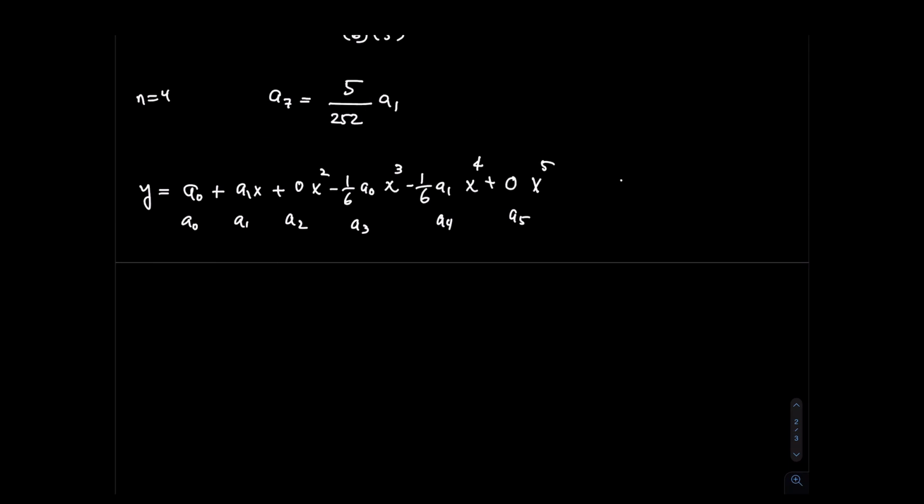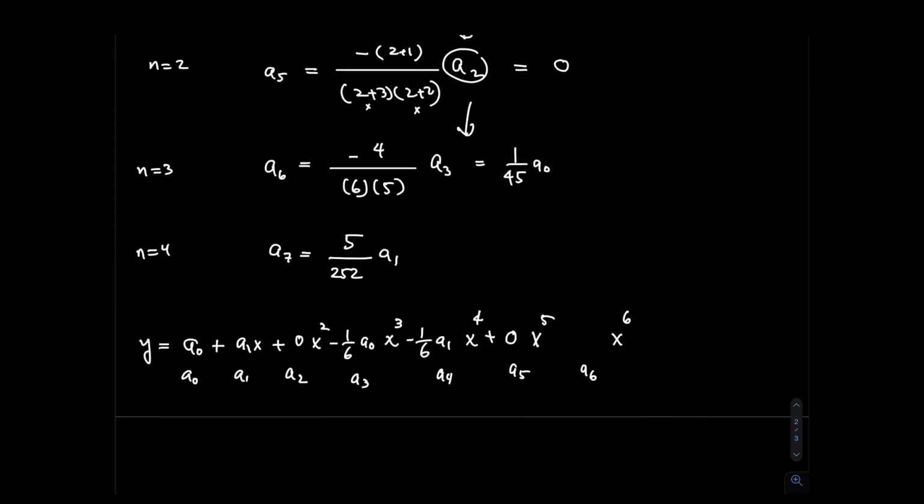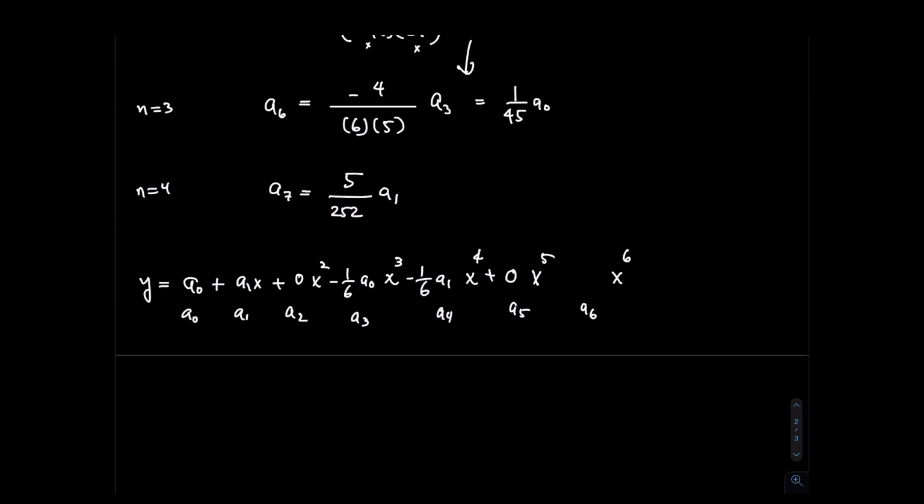And then the next term is x to the sixth. That's my A6 term, so let's see what A6 is. It's 1/45 A0, so plus 1/45 A0. And then plus the next term, x to the 7. That's the A7 term, which is 5/252 A1, times x to the power of 7, and so on.